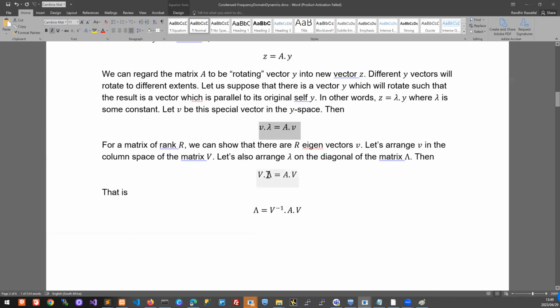And we can rewrite the matrix capital lambda as the inverse of V multiplied by the right-hand side. So that's the eigen decomposition that we're looking for, and we're going to find that quite useful in our differential equations.